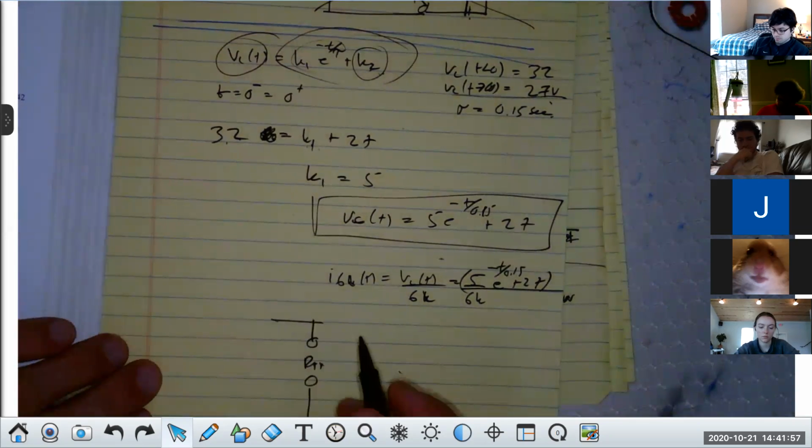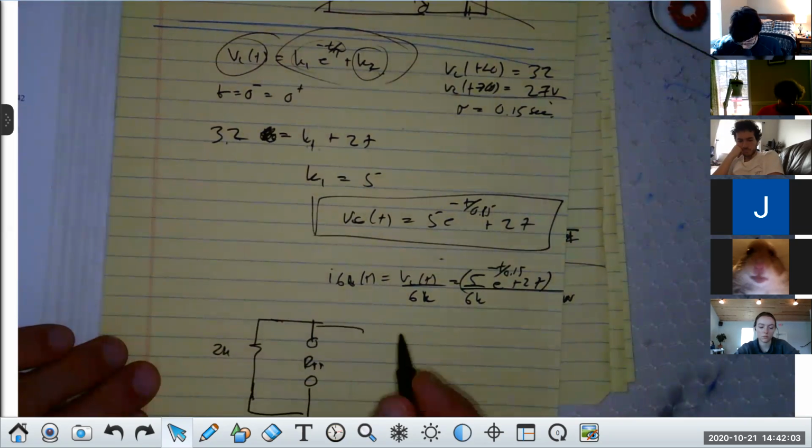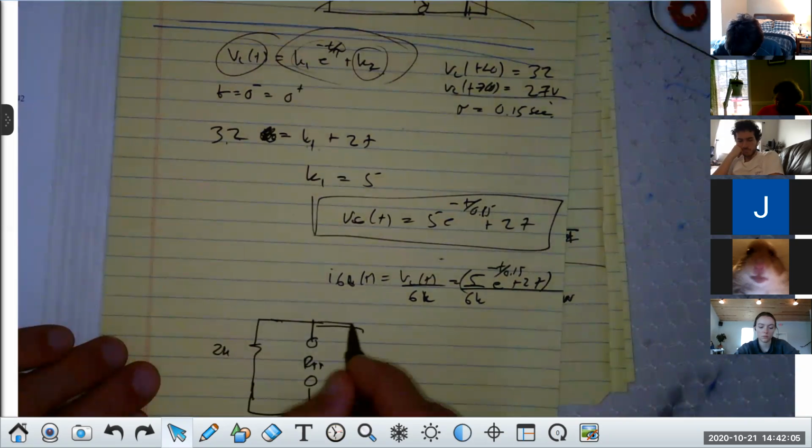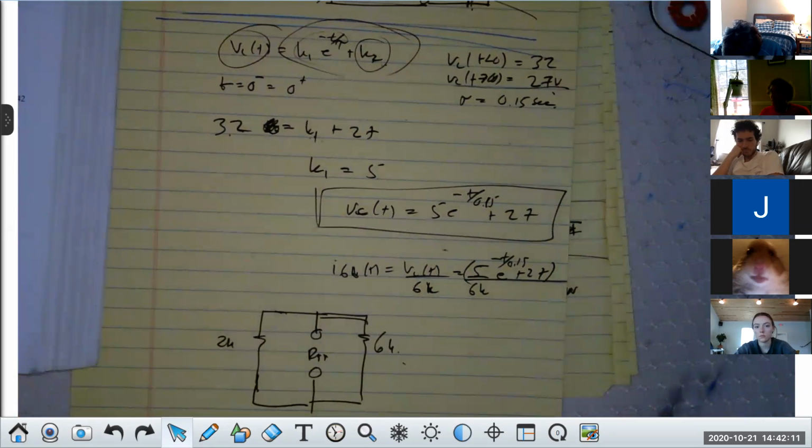Over here, I have 2K going to ground. And then over here, I have 6K going to ground. Perfect. Okay. That makes sense. Go ahead. I need to redraw it more. That's what I'm figuring out.